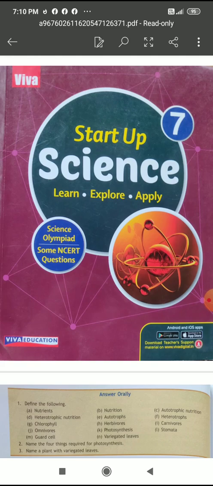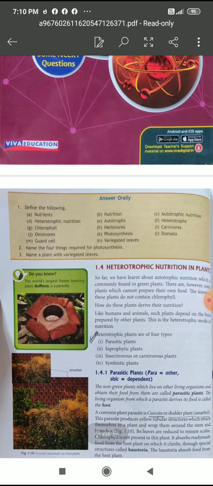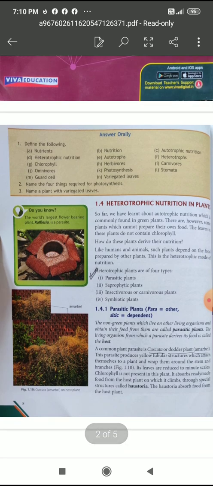Let's continue our chapter 2. Dear children, open your book and see page number 8. Children, in our first class we discussed autotrophic nutrition and photosynthesis. Now we discuss heterotrophic nutrition in plants.